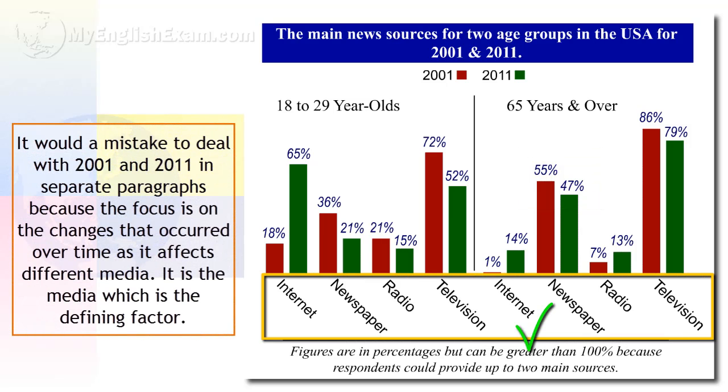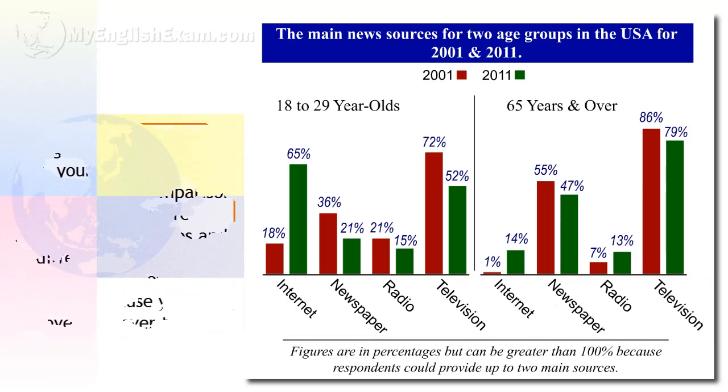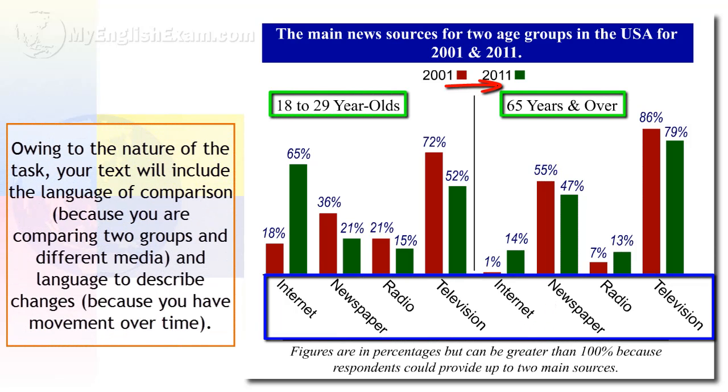It would be a mistake to deal with 2001 and 2011 in separate paragraphs because the focus is on the changes that occurred over time as it affects different media. It is the media which is the defining factor. Owing to the nature of the task, your text will include the language of comparison because you are comparing 2 groups and different media, and language to describe changes because you have movement over time.